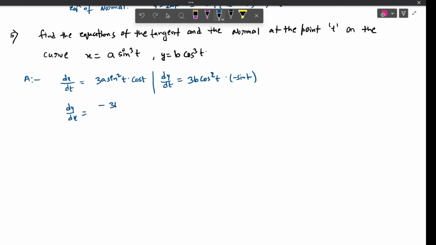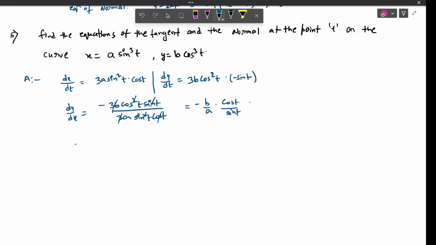So this is minus 3b cos square t into sin t by 3a sin square t cos t. Okay, so cos square and cos t cancel, sin t and sin square cancel, and 3 and 3 cancel. So you get minus b by a into cos t by sin t.